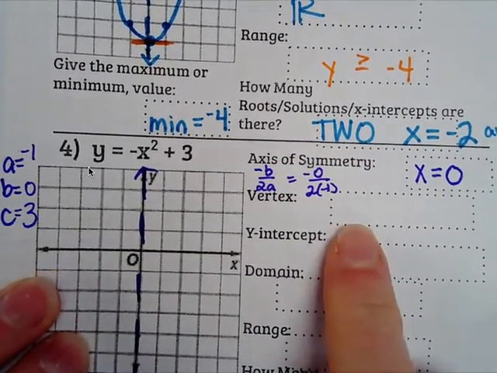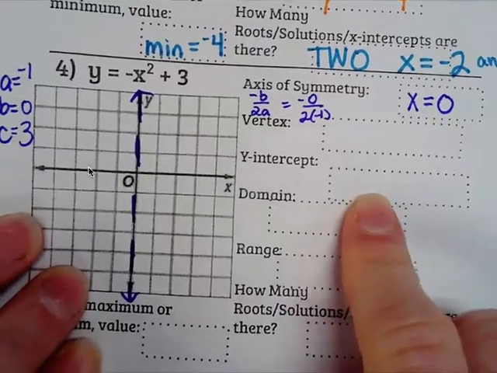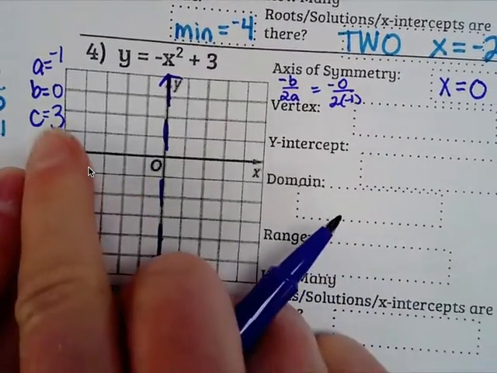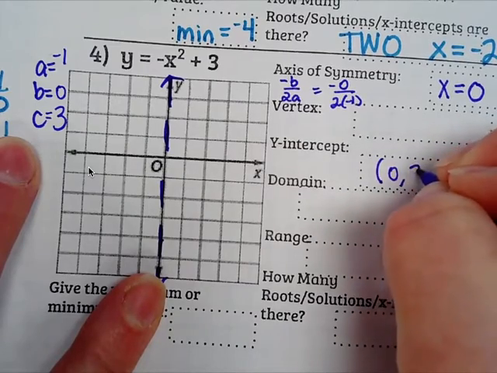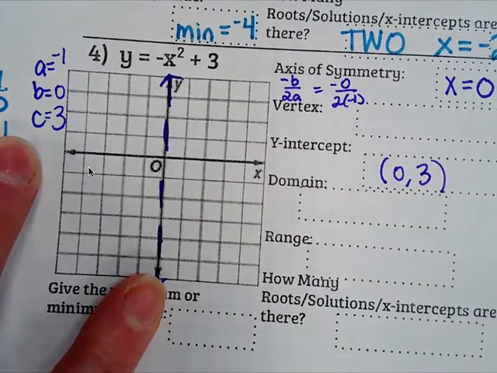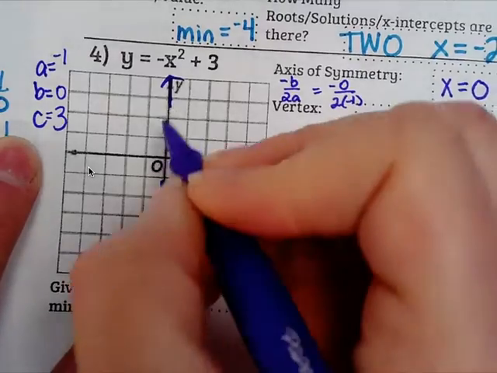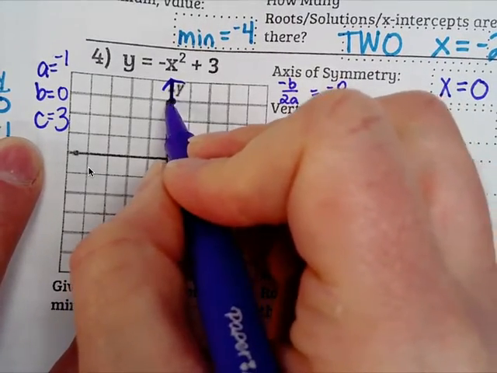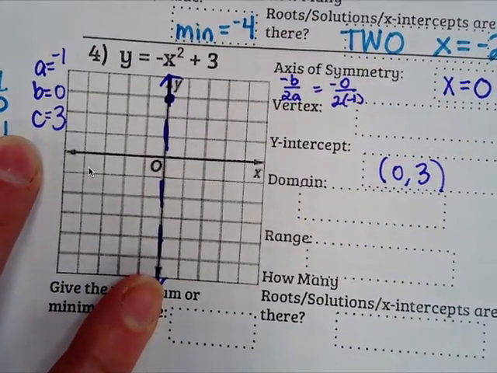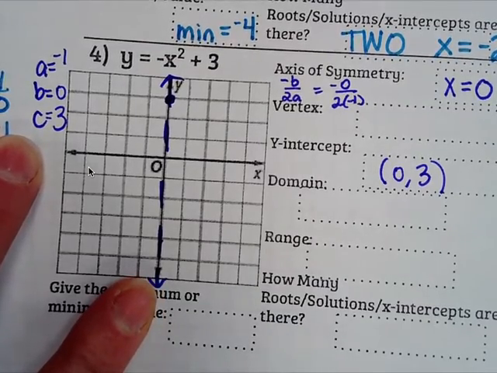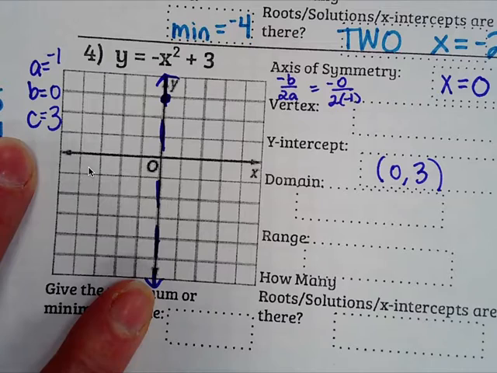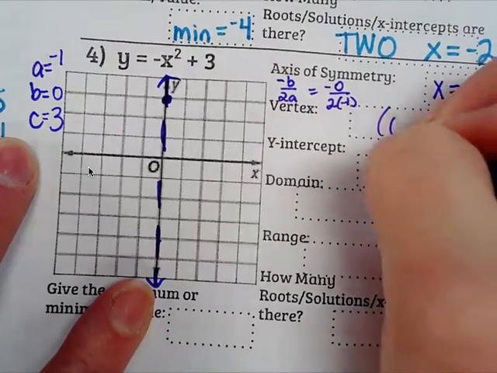Let's wait on the vertex and let's go ahead and find our y-intercept. Our y-intercept comes from the c value. So the y-intercept is 0, 3. So we put that in, 1, 2, 3. It's on the axis of symmetry. If your vertex is on the axis of symmetry, well, it should be. The vertex is always on the axis of symmetry. This one, the y-intercept, is on the axis of symmetry, so that makes it the vertex.